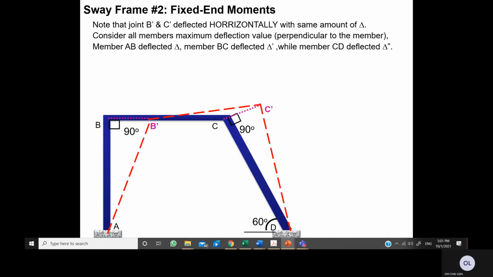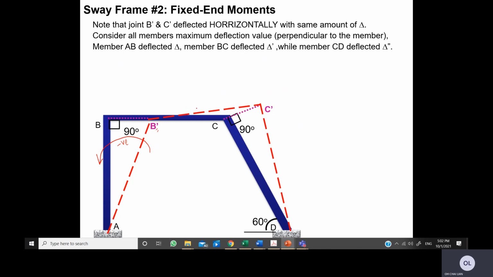So now let's look at AB only. Now B is the deflected point. We want to push it back, or rotate it back, to the original position. So you should rotate in this direction, and you have a negative value of the fixed moment.